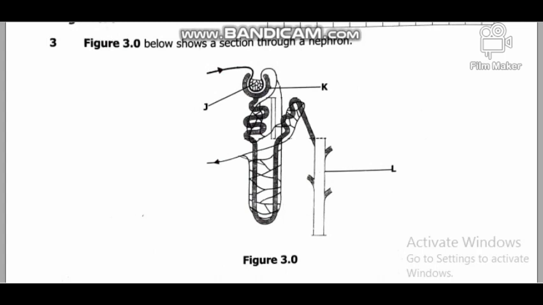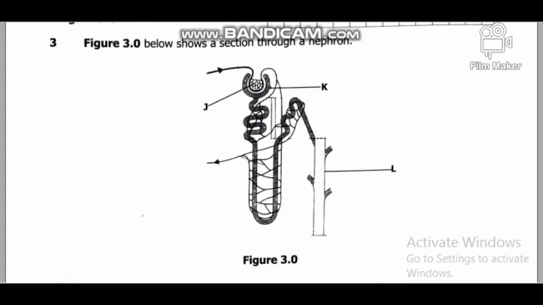I am teacher Kamanga. In today's biology lesson, we're going to be revising a question extracted from a 2020 past paper. We're looking at question number 3, which comes from excretion. We're going to be looking at a nephron, like we are seeing on the screen. The question says figure 3.0 below shows a section through a nephron.